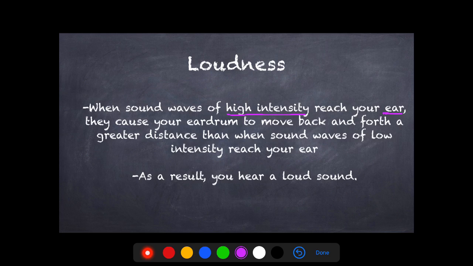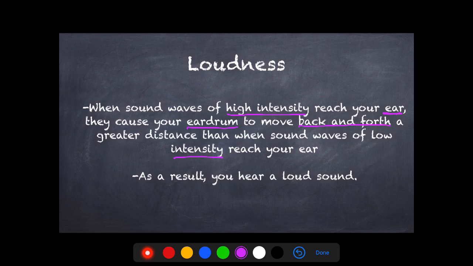Okay, so when sound waves of high intensity reach your ear, they can cause your eardrum, remember, which we said was the end of your outer ear and start of your inner ear, to vibrate by going back and forth as your eardrum literally starts to move. And when this eardrum starts to move, the sound wave moves from the outer ear into your middle ear and then into your inner ear. And this also depends on the intensity of the sound wave.